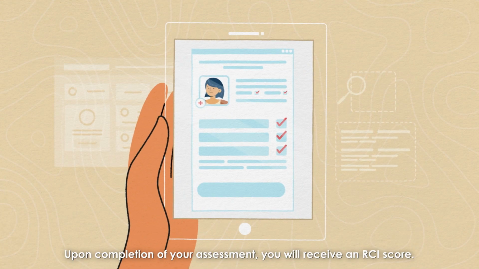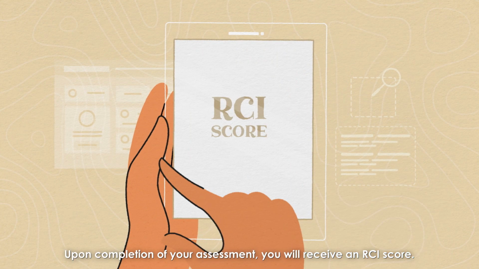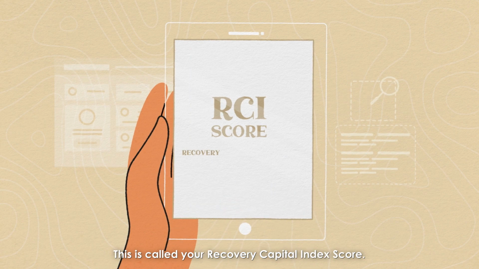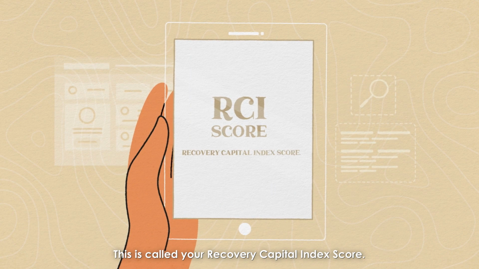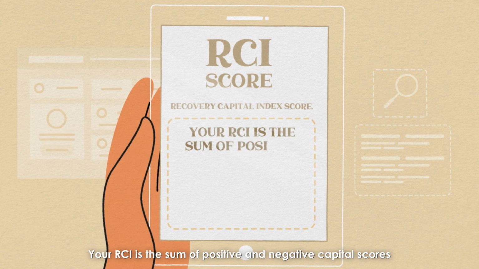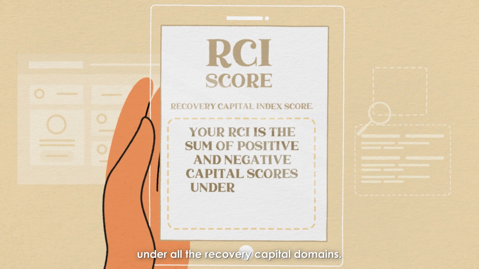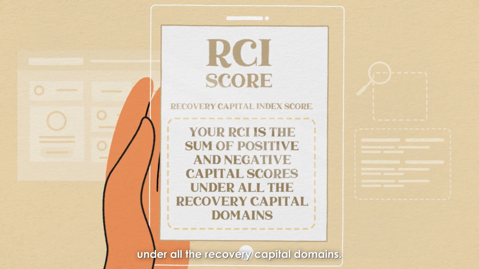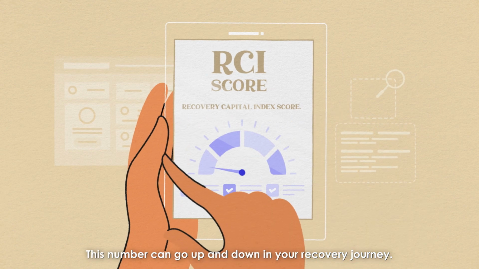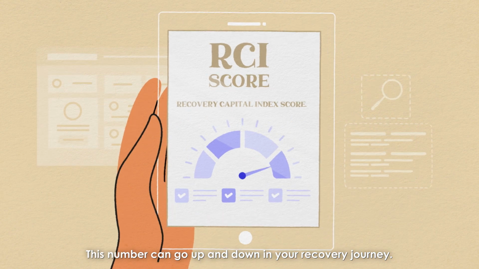Upon completion of your assessment, you will receive an RCI score. This is called your Recovery Capital Index score. Your RCI is the sum of positive and negative capital scores under all the recovery capital domains. This number can go up and down in your recovery journey.